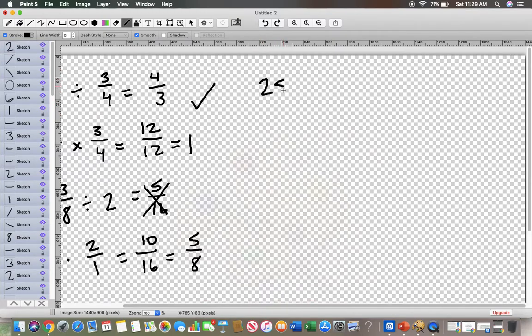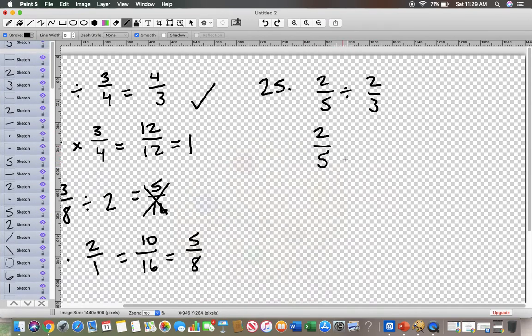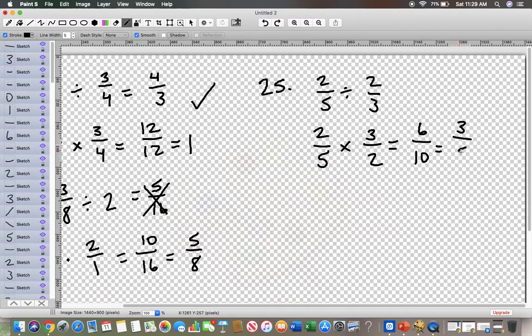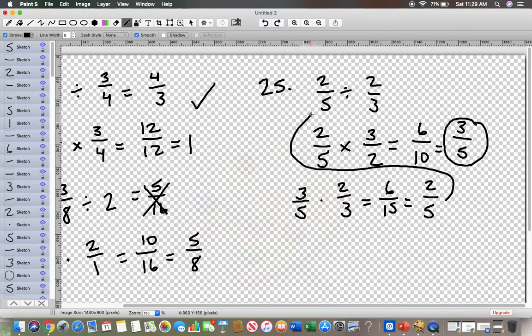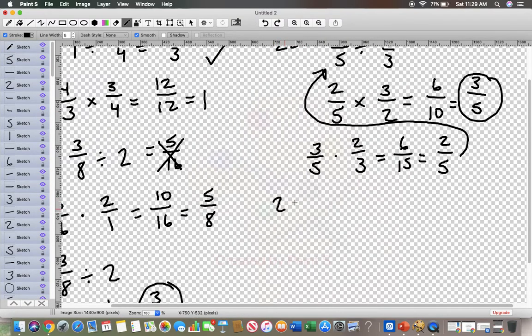Let's do number 25. 2/5 divided by 2/3. Here we go. Don't change the first fraction. Change that division sign to multiplication and take the reciprocal of the second fraction. 2 times 3 is 6. 5 times 2 is 10. We can reduce that to 3/5. Let's multiply to check. 3/5 times 2/3 is equal to 6/15. Can I reduce that? Sure. I can reduce that to 2/5. And is that the same? Yes, it is.